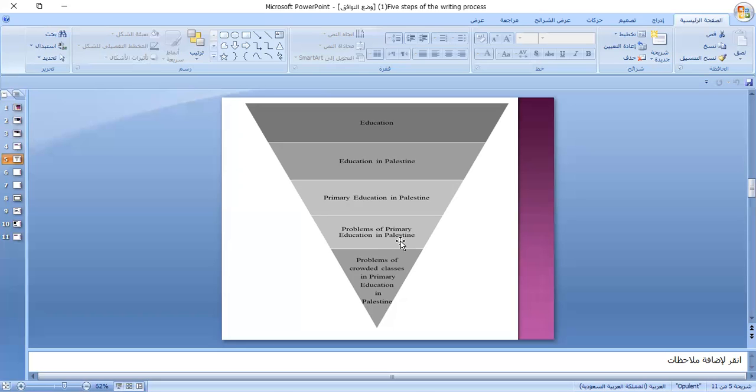Where? In all of the education in Palestine? No, in the primary stage in Palestine, and you may say in a city in Palestine, you can say in Gaza. So now it is narrow. It is limited to the problems of crowded classes. In which stage? In primary stage, okay, in Palestine, or particularly in Gaza. So this is narrowing. Narrowing helps me to know the limitation, or put limits, put borders to the topic I am writing about.